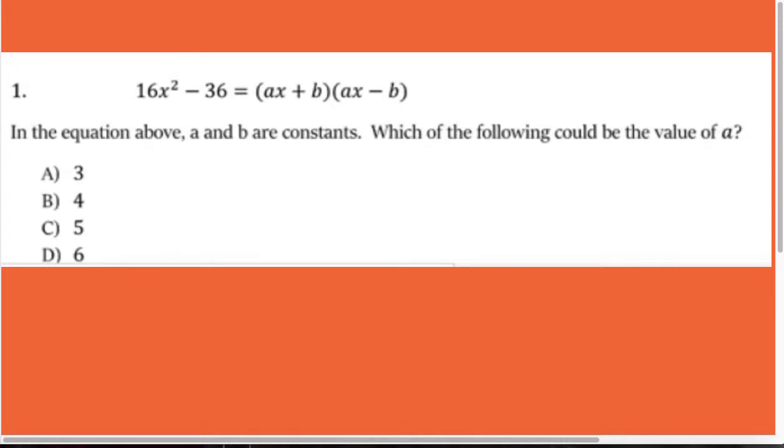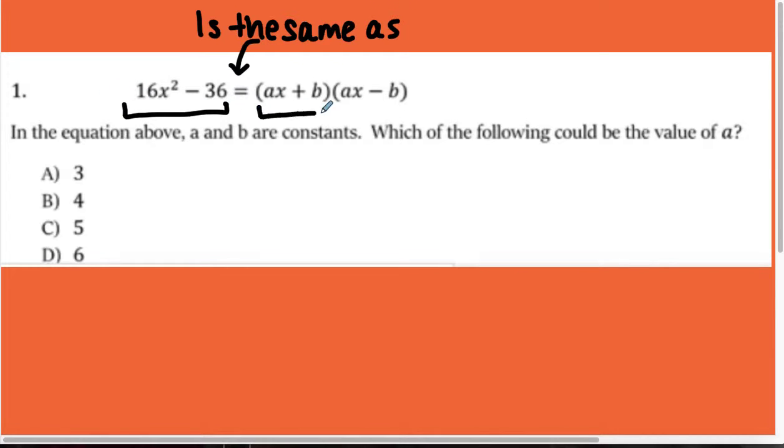In the equations above, A and B are constants. Which of the following could be A? Okay, so if you have watched any of my videos, you know that equal signs mean "is the same as," which means that we're trying to look for equivalent expressions on each side of the equal sign.